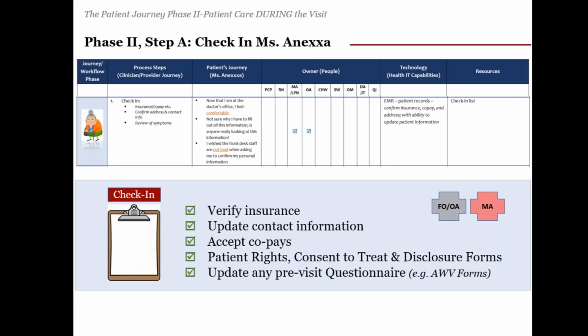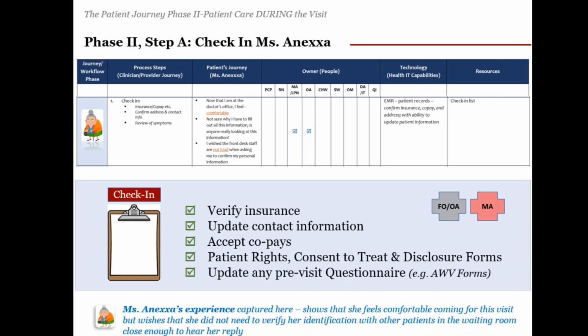So that said, during check-in, you want to verify insurance updates, contact information, accept copays, any consents. But again, I just want to draw your attention that if you have any pre-visit questionnaires like the AWV forms, this is when you can administer those. And the experience captured here is that she feels comfortable coming for this visit because she loves her care team, hopefully, and she did not need to verify her identification with others in the waiting room close enough to hear her reply or respond.